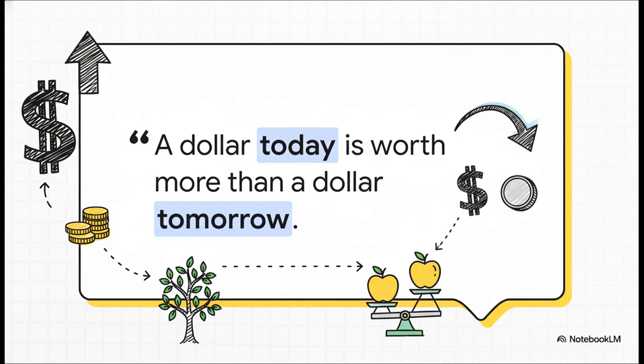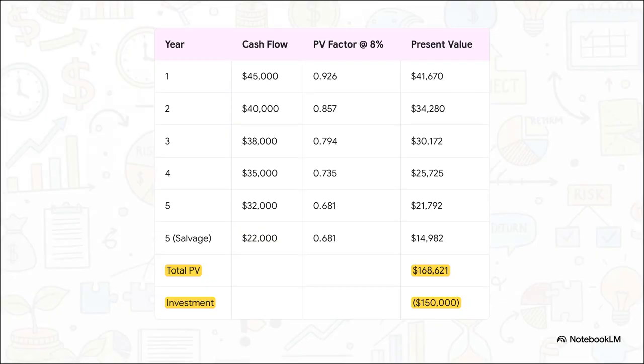It's the only way to do a fair apples-to-apples comparison. Okay, now this is where the magic happens. We're going to use that 8% required rate of return. For each year, we grab the present value factor from the table in your review sheet. Then we just multiply each future cash flow by its factor. See how $45,000 next year is only worth about $41,670 today? We do that for every single inflow, and don't forget the salvage value. Then we add them all up.